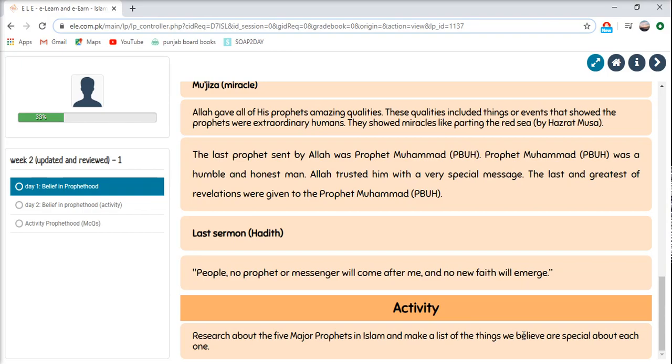You can write their names, go to Google, and then read some things that are really special about them. Write these 5 special things, or you can add more. You can do 2 for each prophet, anything you like. Now write the special things in your copy, and after that your Day 1 for Islamiyat is done.